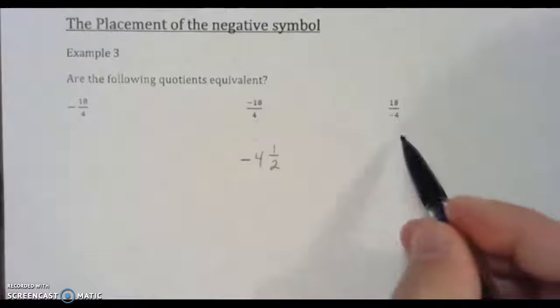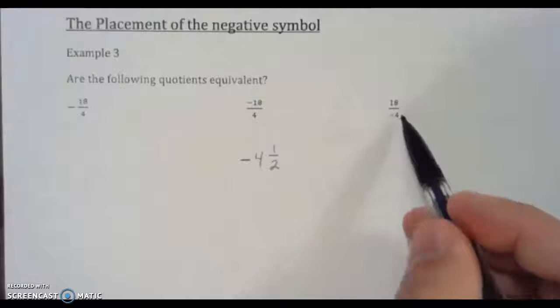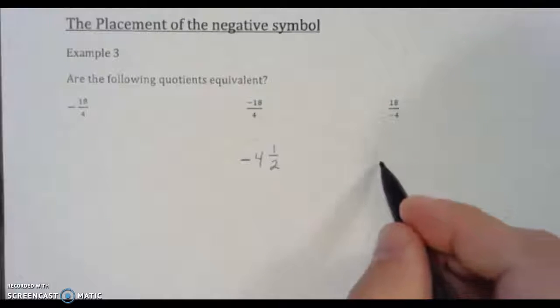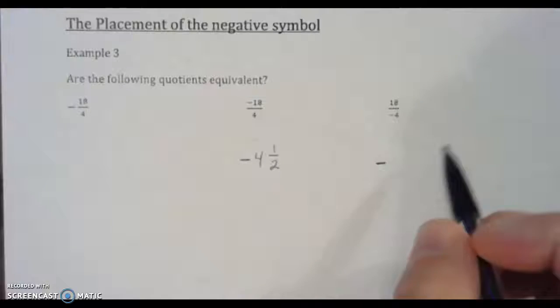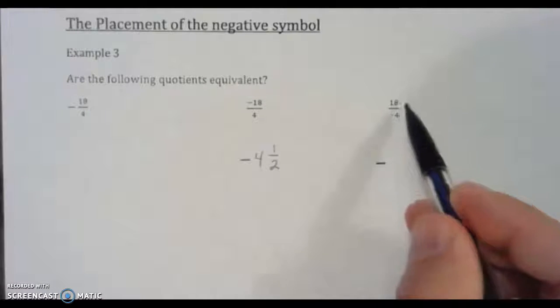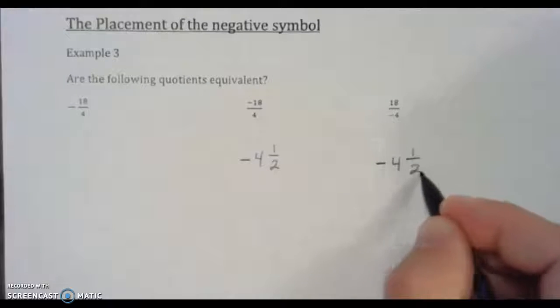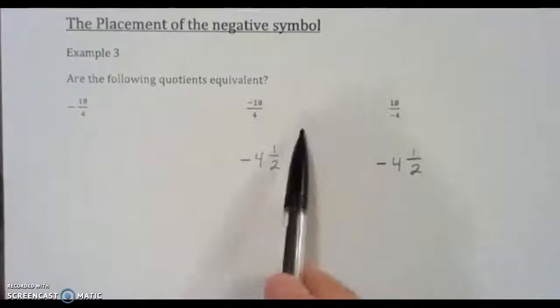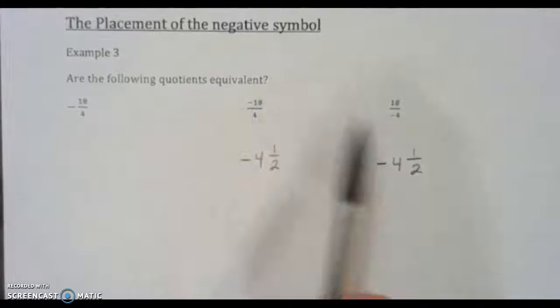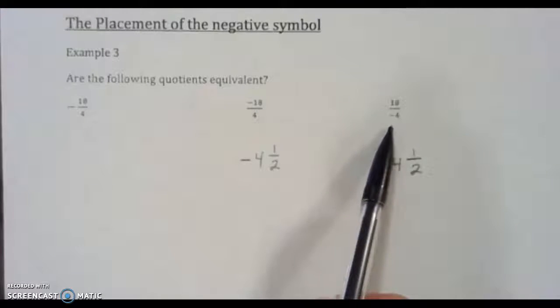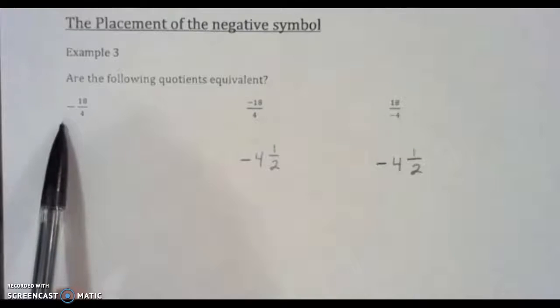Very similar to this one over here, it's a positive divided by a negative. So again, my answer has to be a negative. And if we do the division again, 18 divided by 4 is going to give us that 4.5. So these two are at least the same. The negative symbol can be in the numerator or the negative symbol can be in the denominator. What about when the negative symbol is out front?